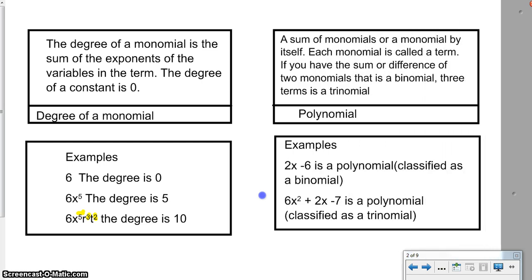Now, those are monomials. A polynomial is a sum of monomials, or the monomial by itself. Each monomial in the polynomial is called a term. If you have a sum or difference of 2 monomials, that's called a binomial, and 3 terms, of course, is called a trinomial. So your example, 2x minus 6 is a polynomial, but a more specific classification would be a binomial. 6x squared plus 2x minus 7 is a polynomial, but this is classified as a trinomial.